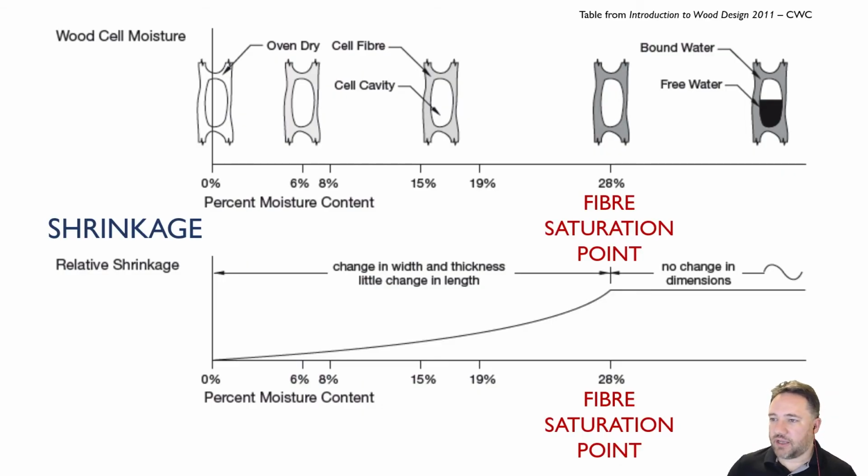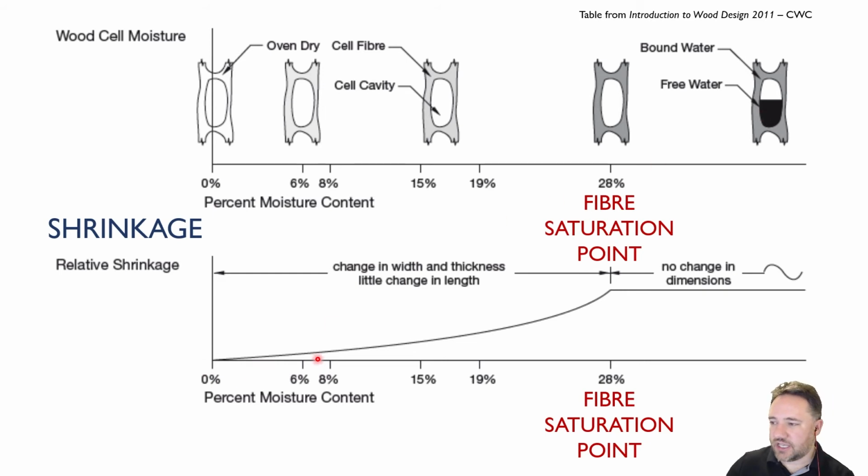Okay, so just reviewing shrinkage and fiber saturation point. This is a nice figure that comes from the Introduction to Wood Design book. You can see it showing what happens to the cell wall as the percent moisture content goes up. At 0, we have no water inside the cell walls. They're as small as they can possibly be. As we get more moisture content, more water going into the cell walls, the cell walls are soaking it up like a sponge. And then once we get to this point, 28% fiber saturation point, we start getting free water within the cells instead of bound water in the cell walls.